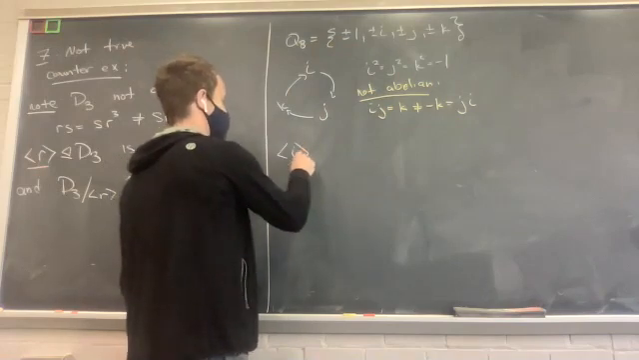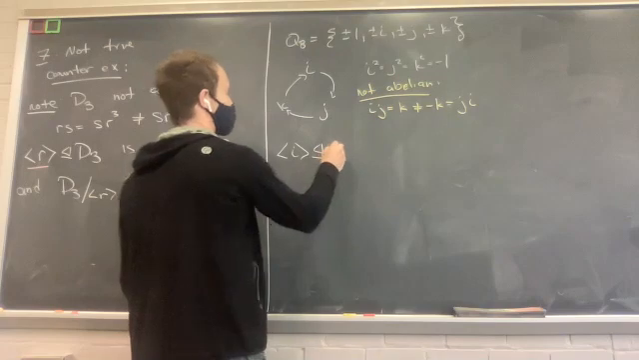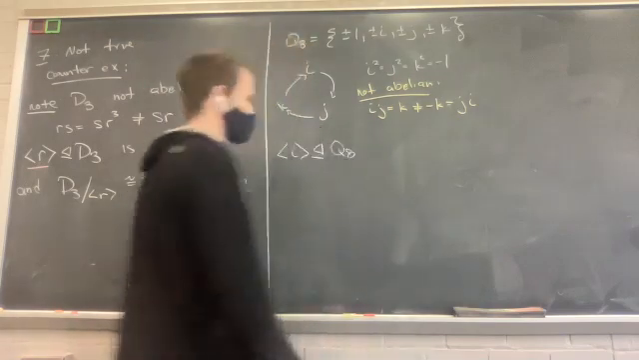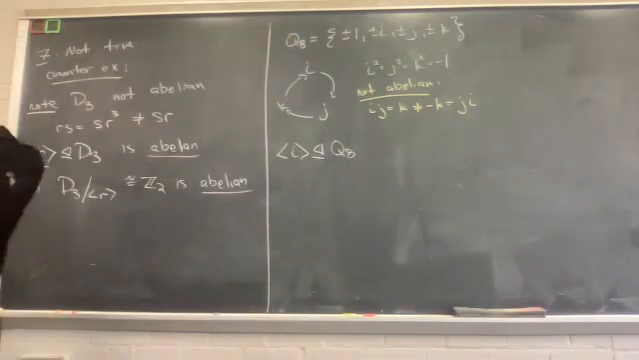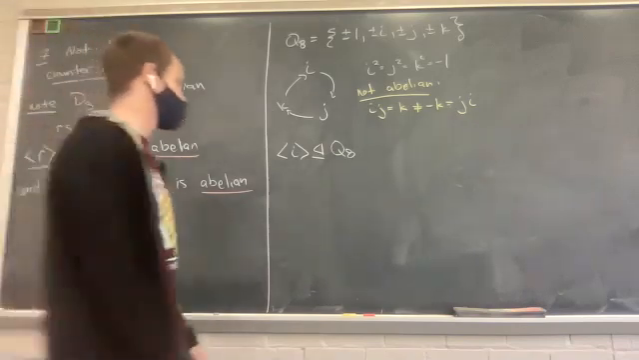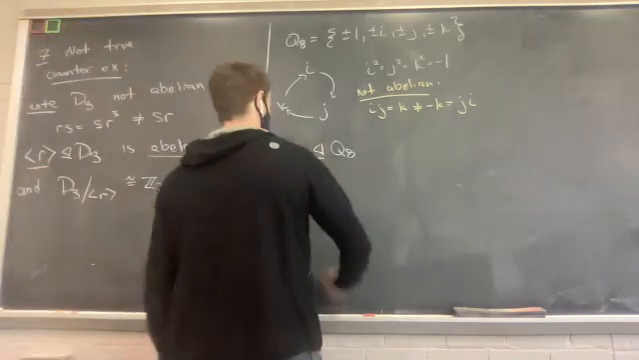Okay, and now let's look at the cyclic subgroup generated by i, maybe. So the cyclic subgroup generated by i is normal in Q8. So how do we know it's normal? Well, normal because it has index 2. Again, this has 4 elements.